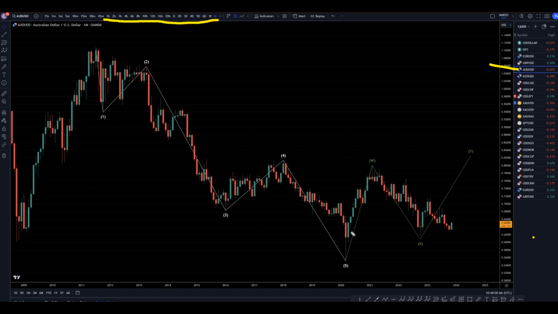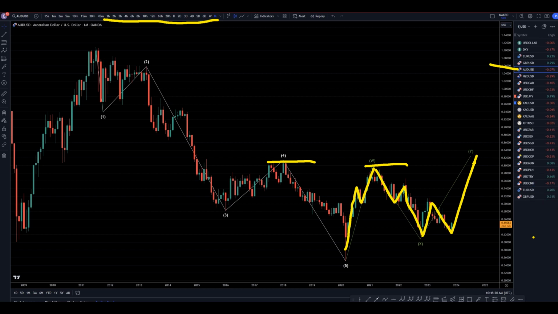So on the Aussie dollar monthly, I think it's very clearly three waves up for a W. I think it's very clearly three waves down for an X. That means that we should now be making 1, 2, 3 waves up for an ABC of wave Y, which I think will go up and most likely take out these highs and end up looking something like that, probably all the way up to about the 0.84 area.